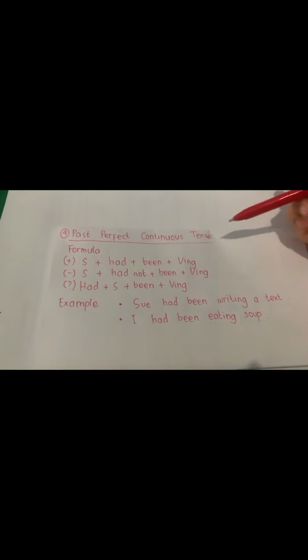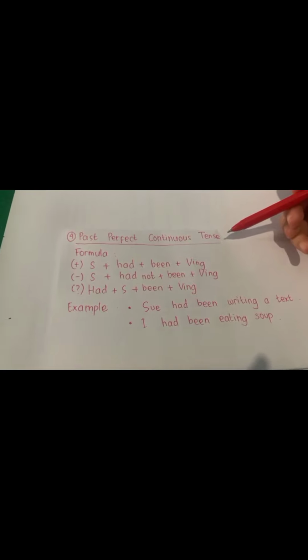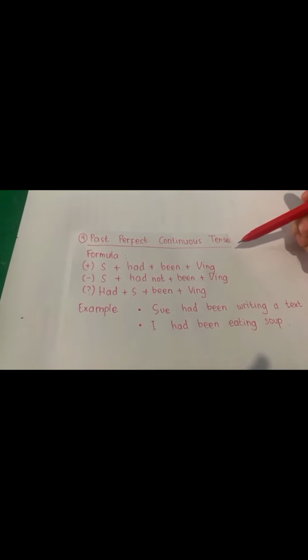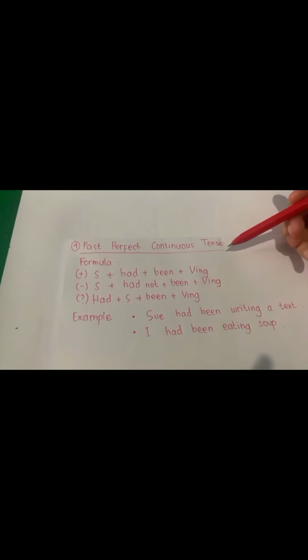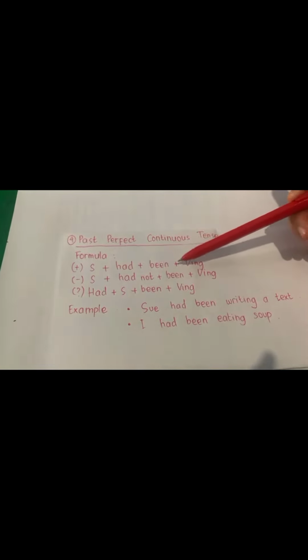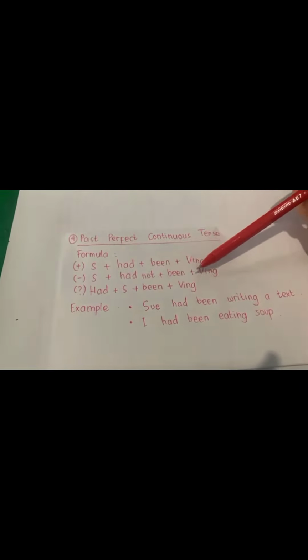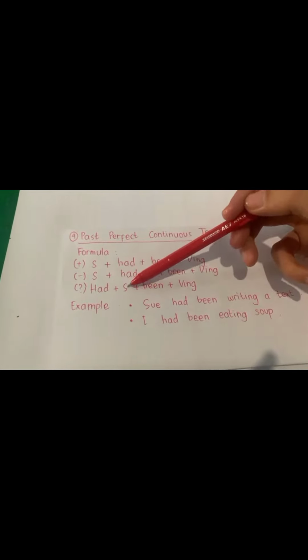Last but not least, we're moving on to the past perfect continuous tense. Past perfect continuous tense is also known as the past perfect progressive tense. So it shows that an action that started in the past continued up until another time in the past. It has the formula for positive: subject plus had plus been plus verb ing. And for the negative, subject plus had not plus been plus verb ing. While for the interrogative, the formula is had plus subject plus been plus verb ing.